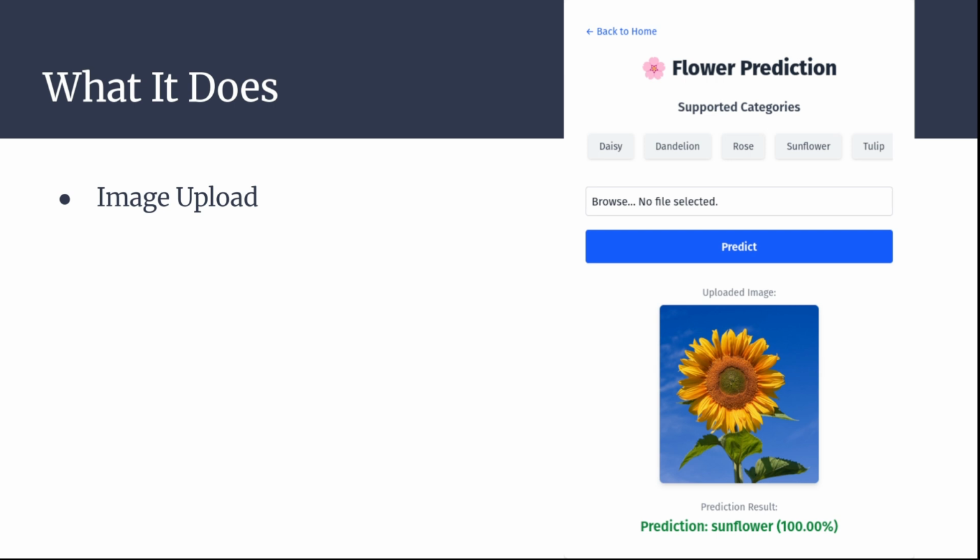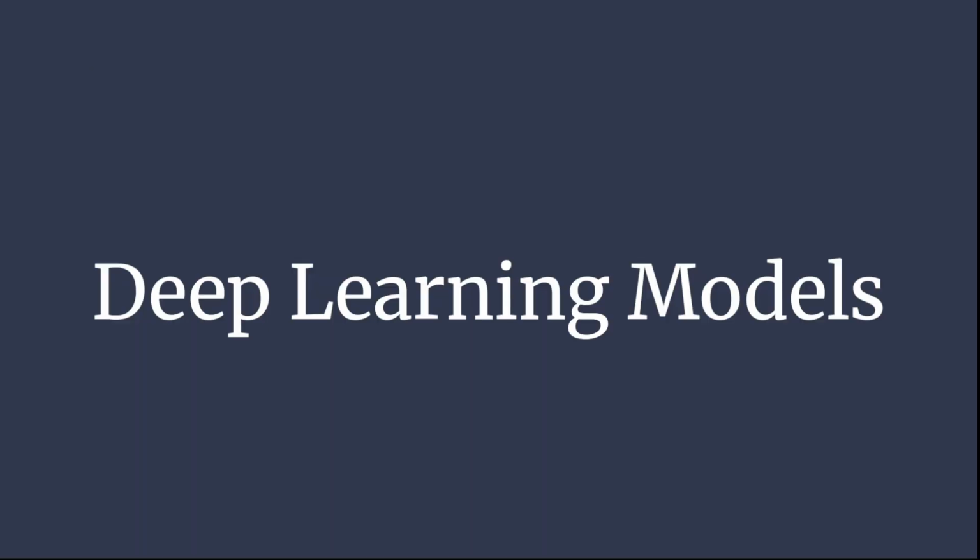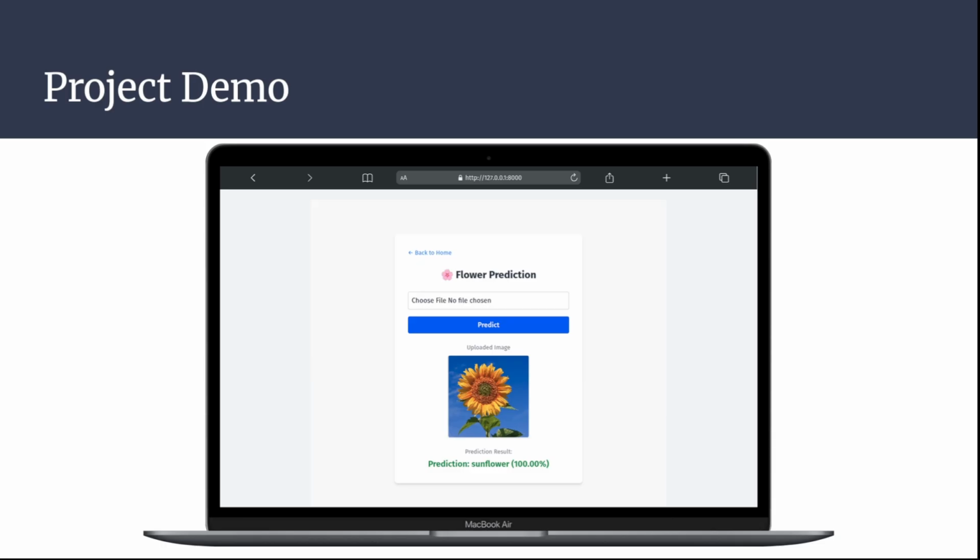What it does: this project allows users to upload images and it returns predictions using pre-trained deep learning models. Here, each model specializes in a task such as identifying digits or detecting vehicle types from an image. So here is a quick look at how it works.